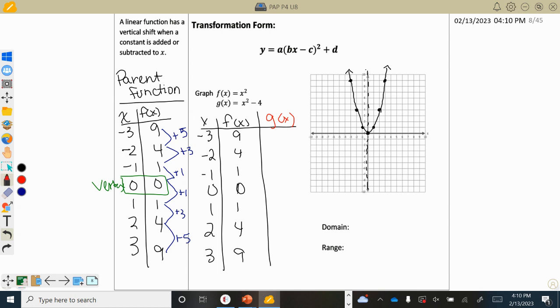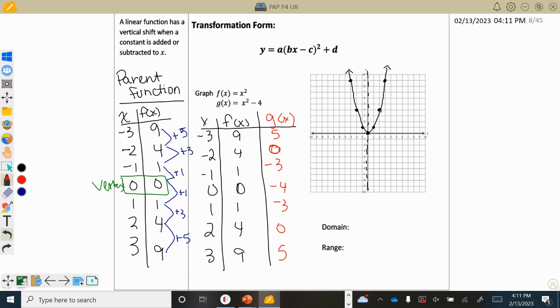All right. Now, g of x says I take x squared and then subtract 4. Okay? So 9 minus 4, I'm going to get 5. 4 minus 4, I get 0. 1 minus 4, we get -3. 0 minus 4 is -4. Then 1 minus 4, 4 minus 4, 9 minus 4. Okay? So x squared and then -4.